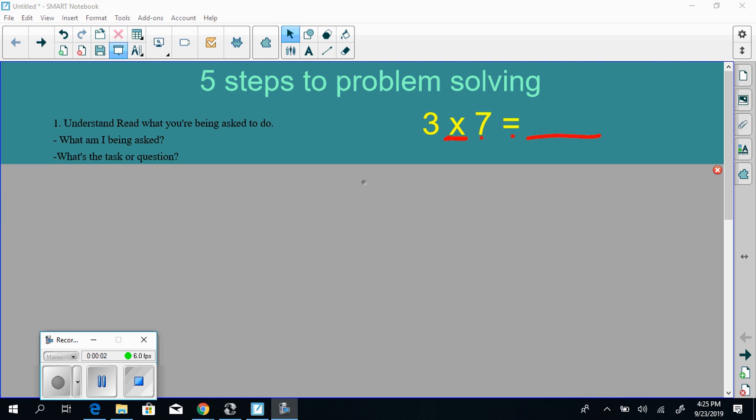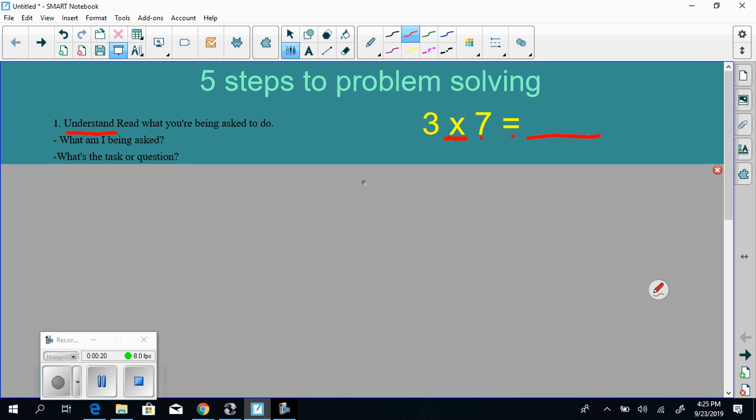The 5 steps to problem solving. This is what we're going to be using a whole lot in class this year as far as thinking. So there are 5 steps that we're going to be thinking about when we're trying to solve a problem. So the first thing we want to do is understand.